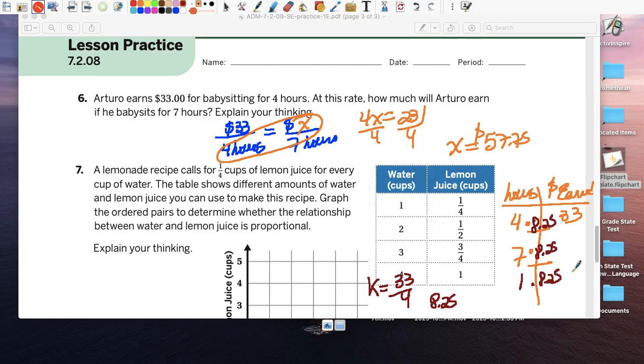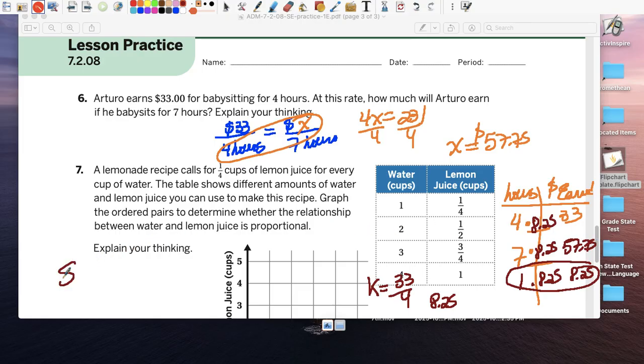So if I work 1 hour, I make 8.25. There's my unit rate. Right, so if I work 4 hours times 8.25, if I work 7 hours times 8.25, and notice that if I multiply that, I get the same answer that I did when I solved the proportion. Okay, unit rate, can you come up with an equation?